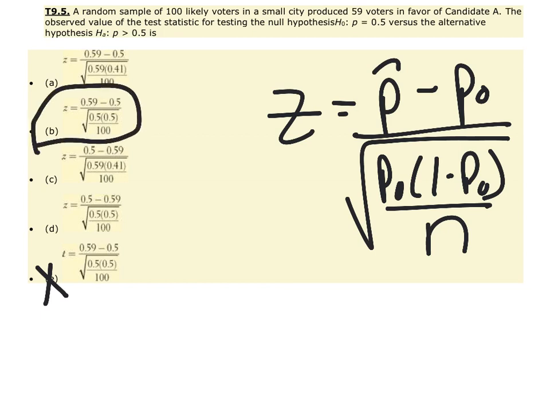Just be careful with it. The p-hat actually comes from our sample, so 59 out of 100, so that's why we have 0.59 there. The p-naught is going to be the 50%, and then again the p-naught over our sample size. Just be careful with really the order of these other statistics. This is a very common type of question where they're going to test your ability to realize what values specifically go in the test statistic components.